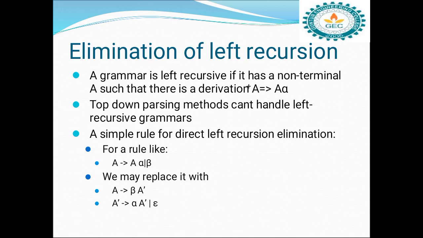So how do we eliminate the left recursion? We replace that production with the productions below: A tends to beta A dash, and A dash tends to alpha A dash or epsilon. The above production is replaced with A tends to beta A dash and A dash tends to alpha A dash or epsilon. So we can easily eliminate the left recursion.